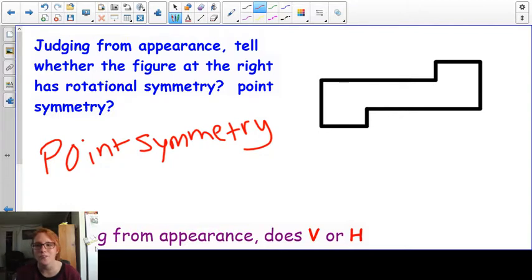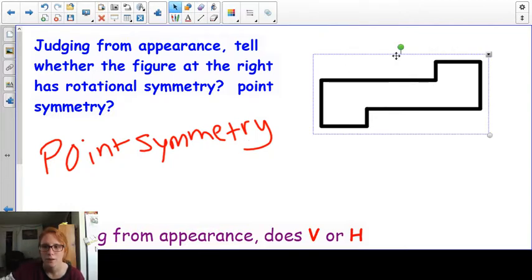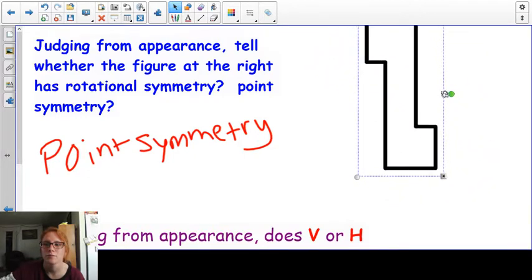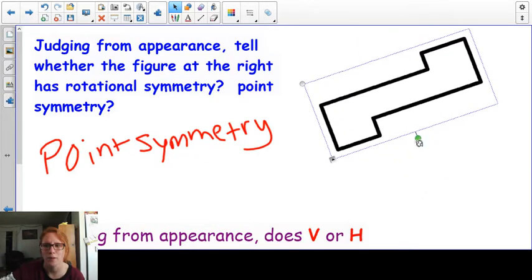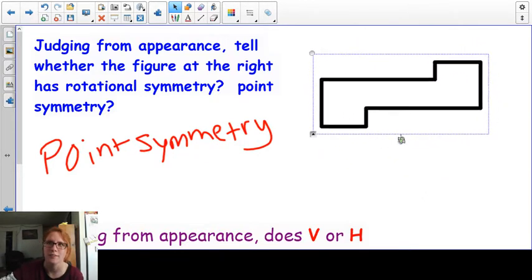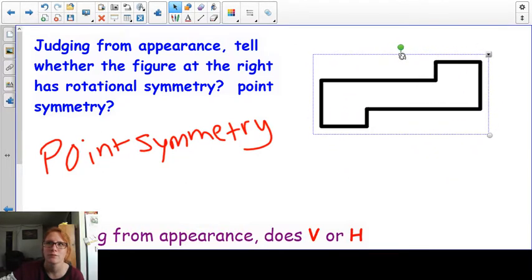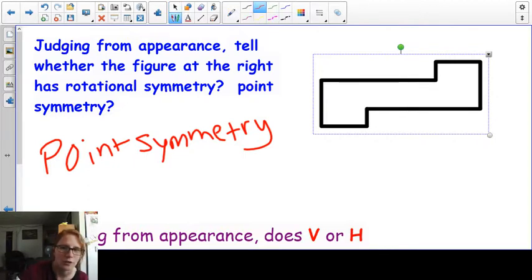And then let's figure out how many degrees I can spin him. So if I spin him 90 degrees, is he in the same spot? But if I spin it 180 degrees, doesn't it look the same as when I started? So this guy has point symmetry or rotational symmetry of 180 degrees.